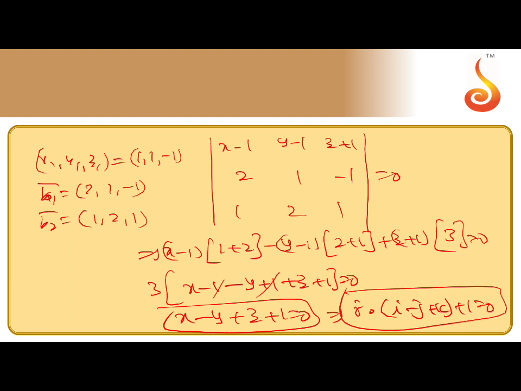Sometimes we give options in the form of vector form. So you can write r dot, where the i component is the x coefficient, the j component is the y coefficient, and the k component is the z coefficient. It means i minus j plus k, that is 1, minus 1, 1. That is r dot i minus j plus k plus 1 equal to 0. So look at the options, which option is matching.